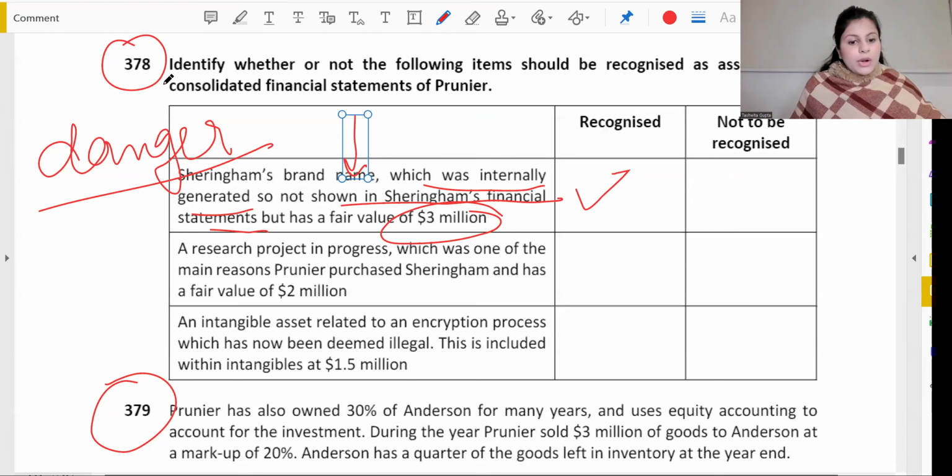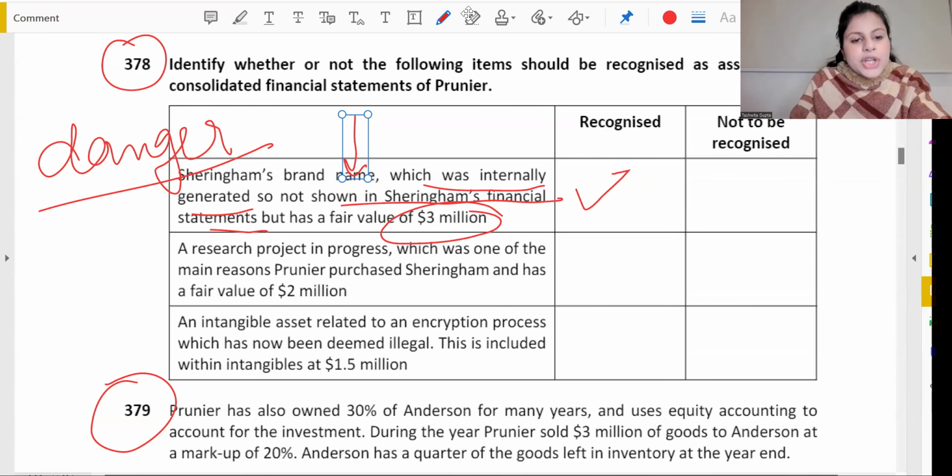Do we all understand the logic? Come on quickly, chat box. So from today onwards, you will not forget that there are 2 danger items on consolidation. Danger item number 1: internally generated brand. Danger item number 2: contingent liability. Awesome.